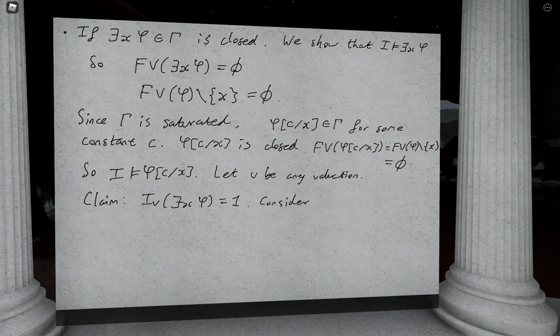Consider V prime, which is just V where X is altered to be sent to the object picked out by C. So C is some constant. And so the interpretation of that constant is going to be some equivalence class of terms. And we actually know what that equivalence class is going to be. It'll be the set of all terms provably equal to C.